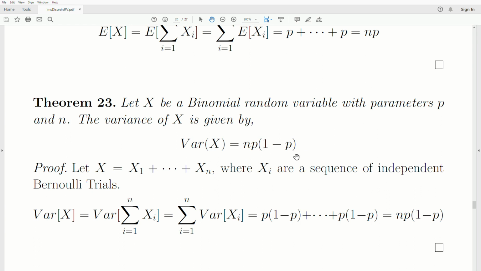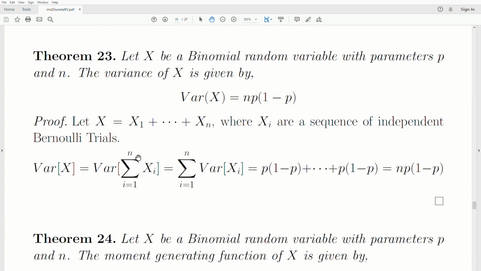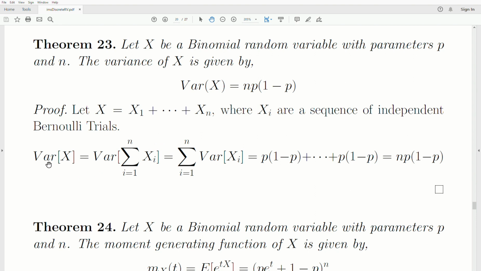It's NP, and then a lot of people call that Q. It's 1 minus P. So let X equal X1 through Xn, where the Xi are a sequence of independent Bernoulli random trials. The variance of X is equal to the variance of this sum, and since they're independent, it's the sum of the variances. But the variance of a Bernoulli, we learned in the previous video, is P(1 minus P), and we get N of them, so that's NPQ, and that's what we wanted to show.